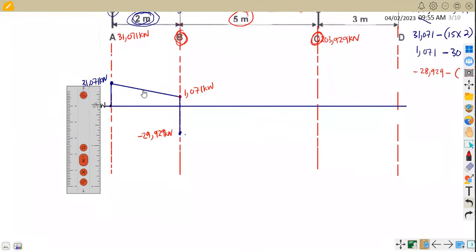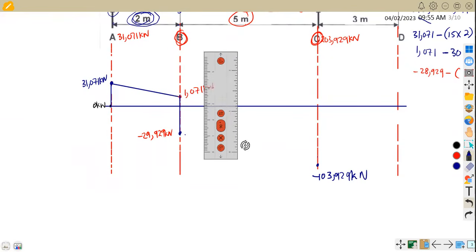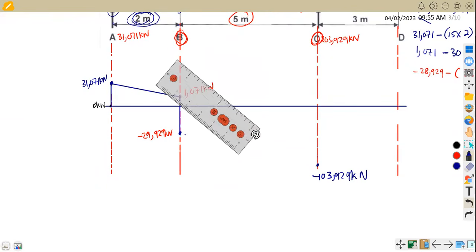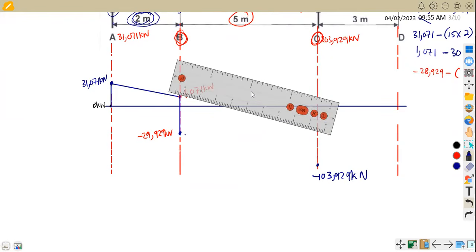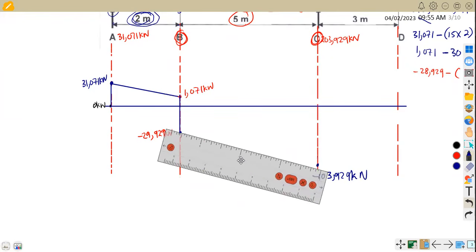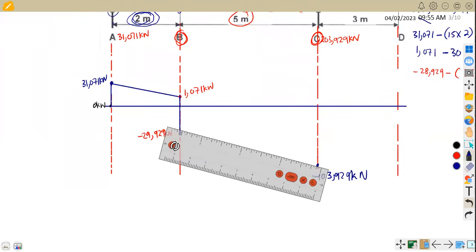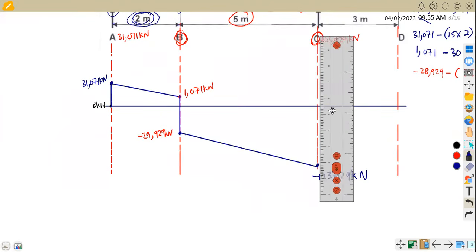Remember, this is a distributed load, so it's going to be a slanted line like this. So at negative 103.929, maybe we just assume maybe at this point here, that's where we have our negative 103.929 kilonewton. So you join just like previously. So we're going to join these 2 points. All right, so here's just a matter of joining the 2 points, this one and this one here. Okay, so let's join from this point up to this point. That's how you indicate your distributed load in this case.